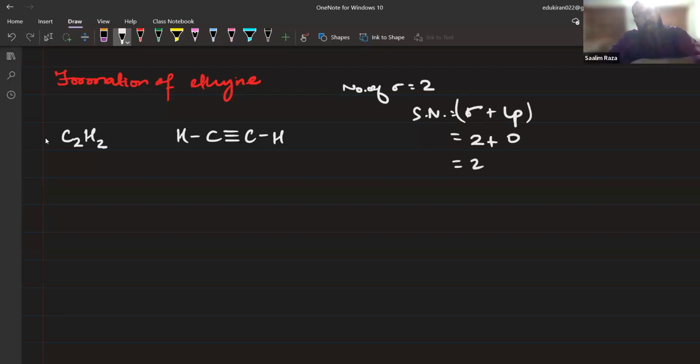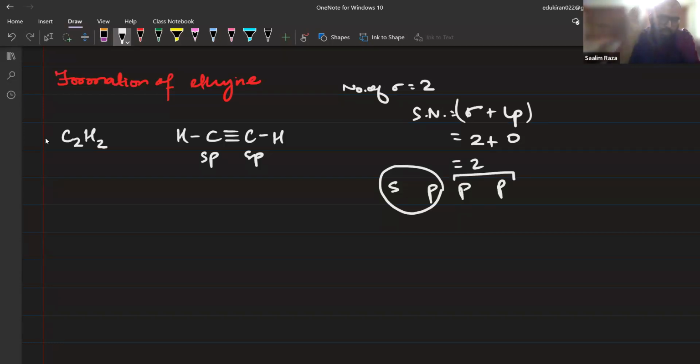Now tell me, what will be the hybridization? Tell me guys. sp. 2 means sp. Right? That is it. We have sp and sp. See, carbon atom will have s subshell and it will have 3 p orbitals. It will have 1 s orbital and 3 p orbitals, out of which only s and p are forming the hybrid orbital. So there are 2 p orbitals which are not taking part in the hybridization, and they are in their pure form. Okay, they are in their pure form.